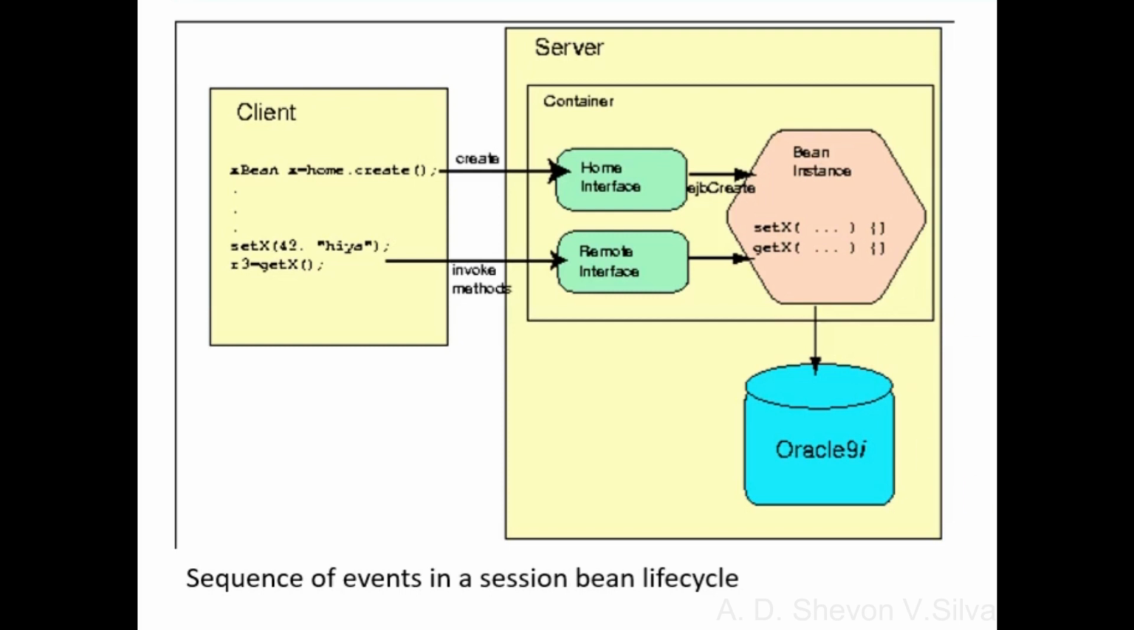Step 1, client 1 looks up the home interface for bean X. During the JNDI lookup, the database creates a session for the server side of the request. Step 2, a reference to home interface X is returned to the client 1.